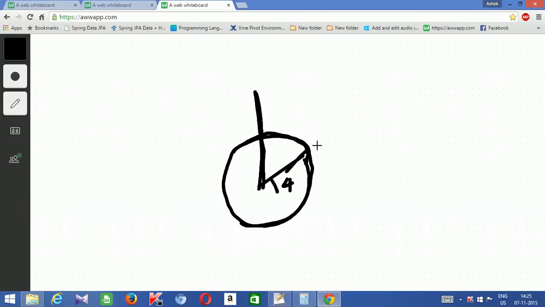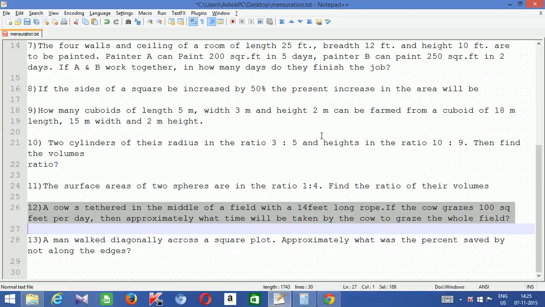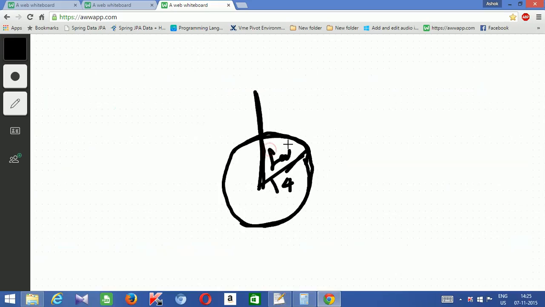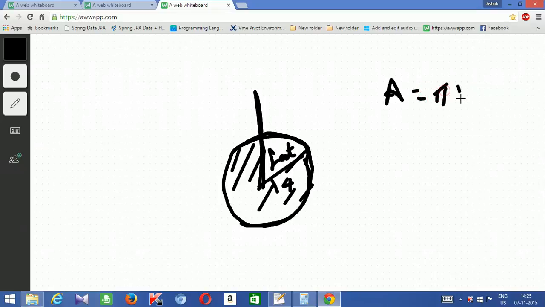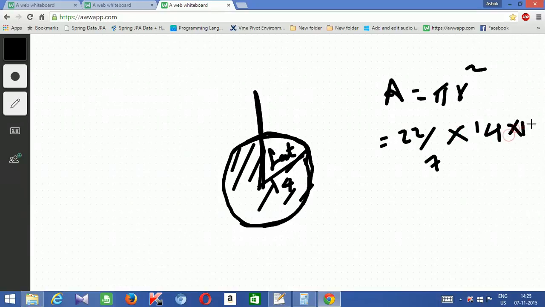So it is nothing but a 14 feet long rope. You need to find how much area the cow can graze. First we can find the area. It's a circle typically, so it will be pi r square. So it will be 22 by 7 into 14 into 14. This is the area that the cow can totally graze completely. So totally grass is there, the cow can completely graze this area.